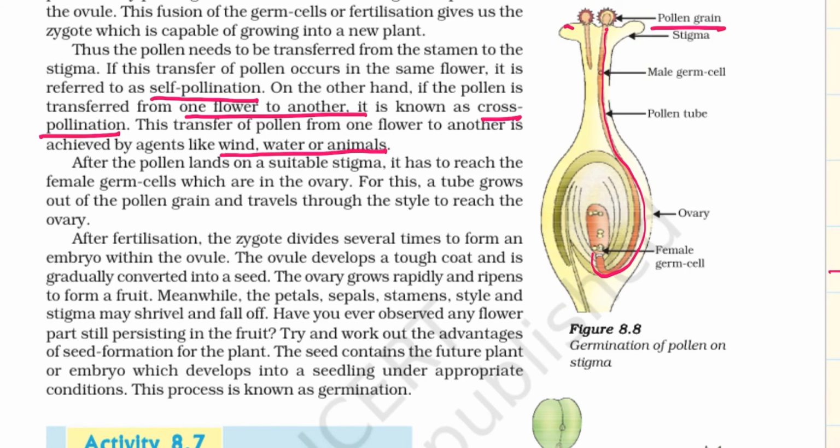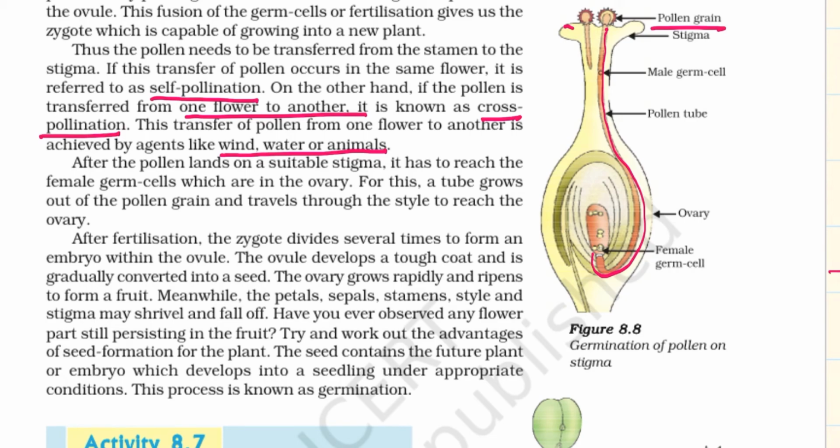Now after the fertilization, what happens? The zygote divides several times to form embryo within the ovule. This ovule develops a tough coat and is gradually converted into a seed. The ovary grows rapidly and ripens to form fruits. The fruits which we are eating, the flesh of the fruit. Meanwhile, the petal, sepal, stamen, style and stigma may swell and fall off.